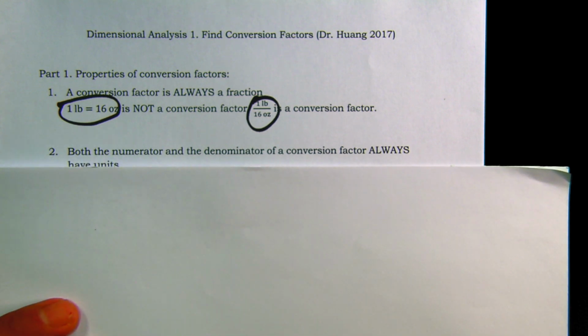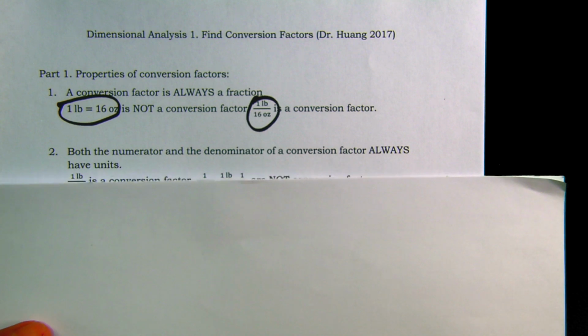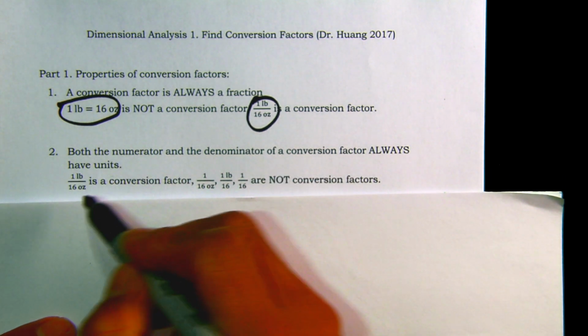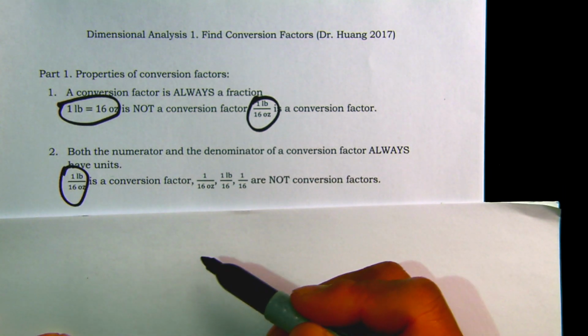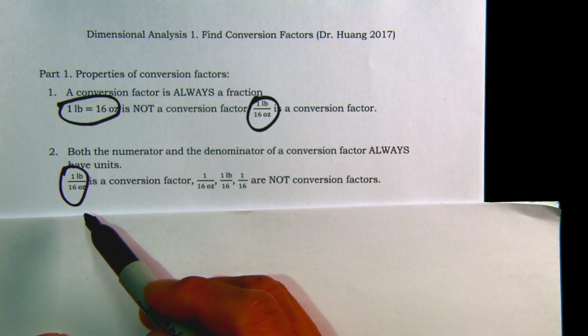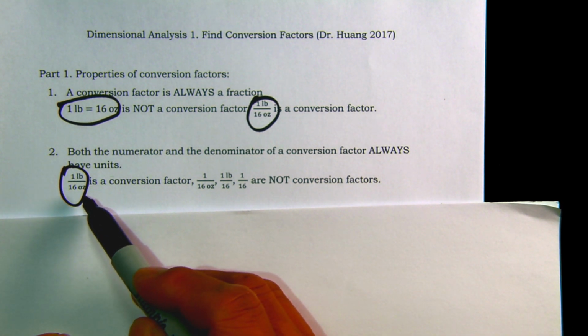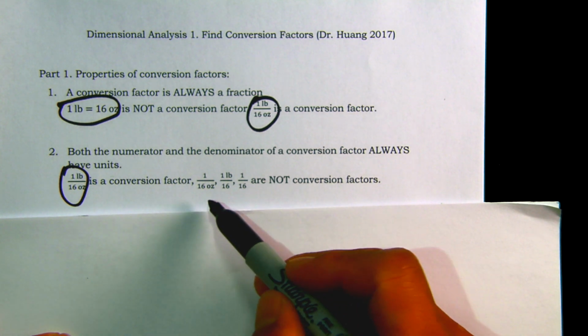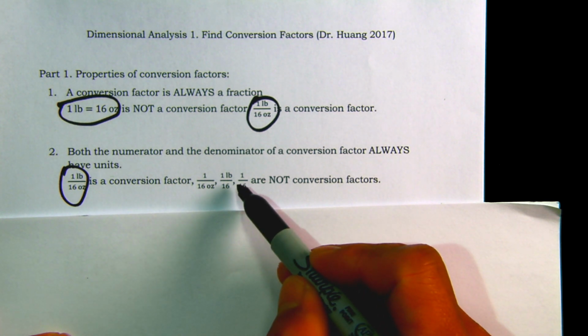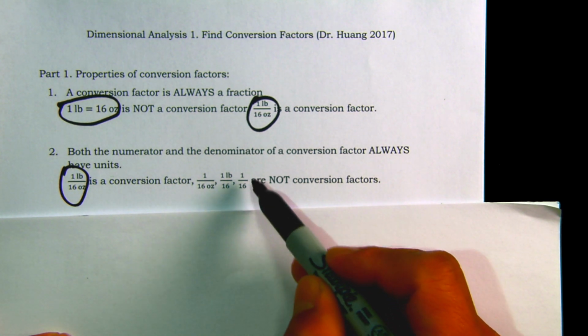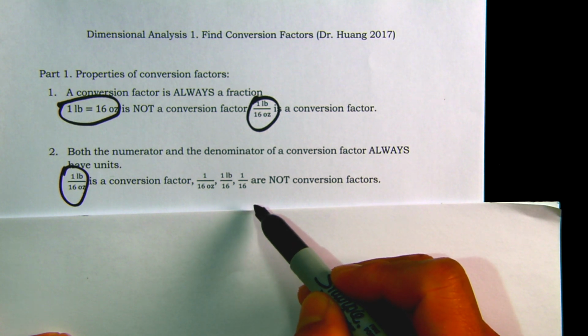Number 2, both the numerator and the denominator of a conversion factor always have units. 1 pound over 16 ounces is a conversion factor because it has a unit on the numerator and a unit on the denominator. 1 over 16 ounces, 1 pound over 16, and 1 over 16 are not conversion factors.